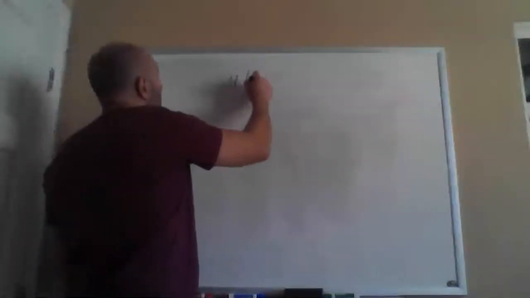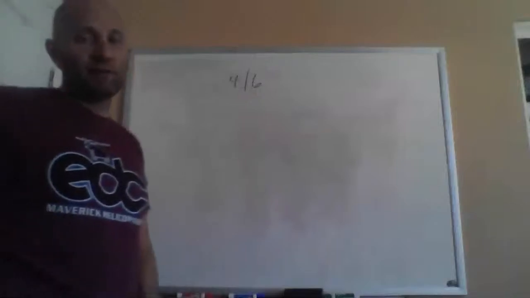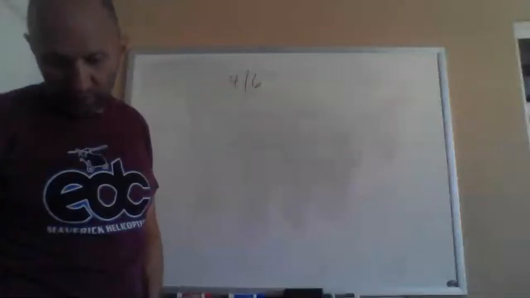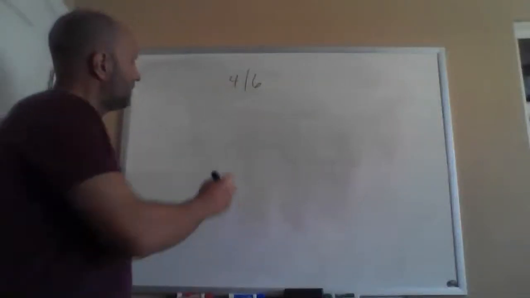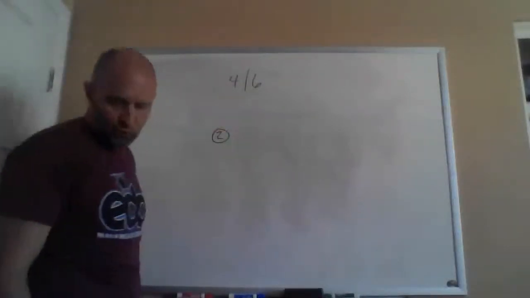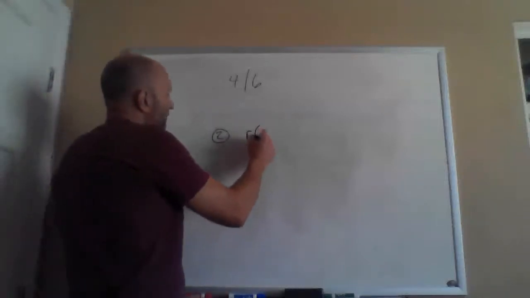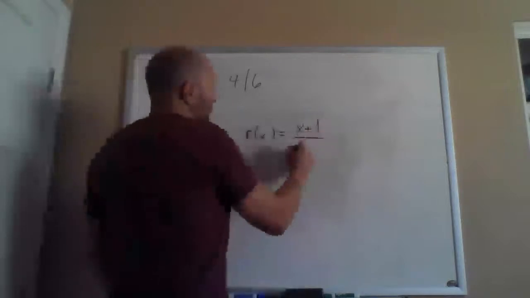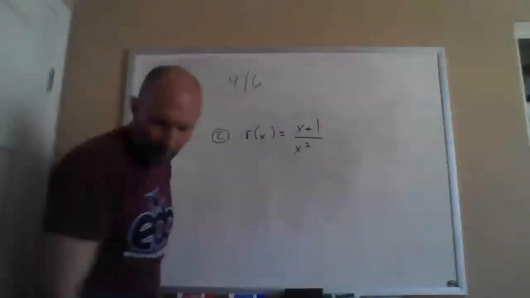So, ticket out the door. But before we do today's ticket out the door, I want to go back to the ticket out the door on April 6th. So nobody asked me about this, which honestly concerns me a little. So either you didn't do it, or maybe you did it wrong, like I did when I gave you the answer. But on April 6th, on number 2, you had r of x is equal to x plus 1 over x squared minus 4.